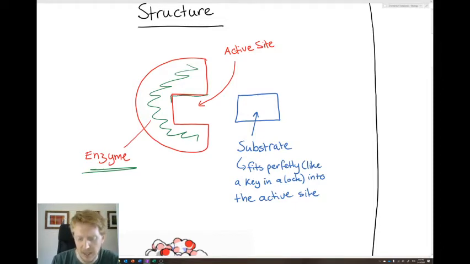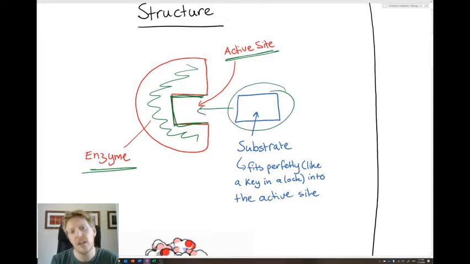And you'll notice that the enzyme has this cutout part out the side. This is what's called the active site. Now, the active site is the area of the enzyme where the chemical reactions take place. It's where the substrate will be catalyzed. And so a substrate just here will fit perfectly into this active site of this enzyme, just like a key into a lock. And this is really important for enzymes' function, which we'll talk about in a minute.